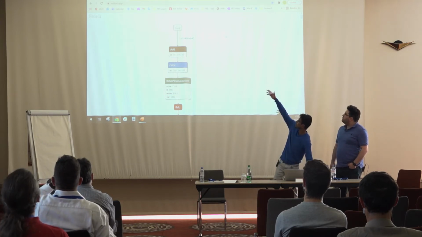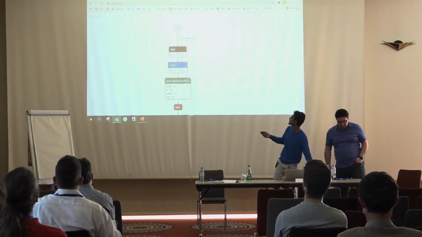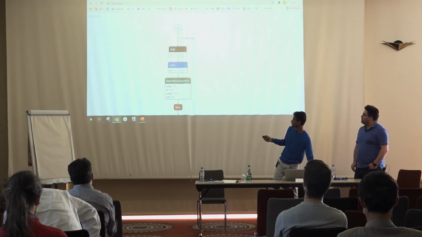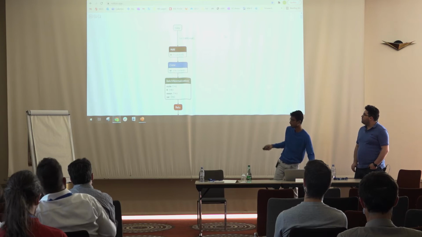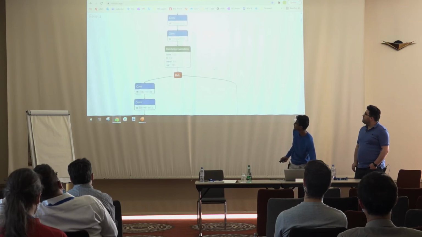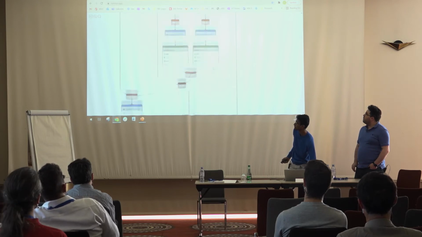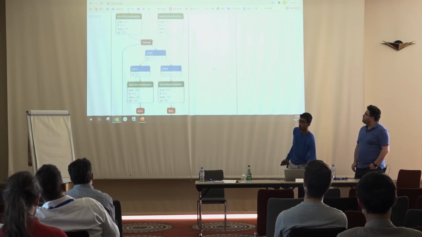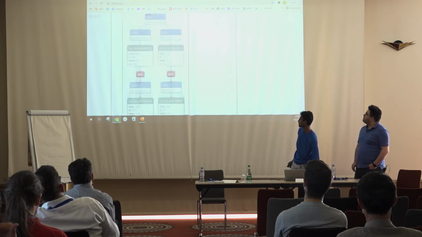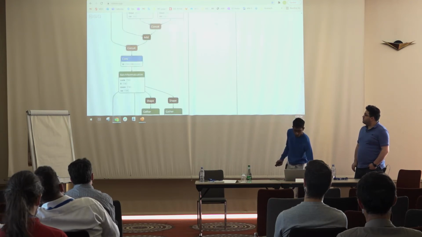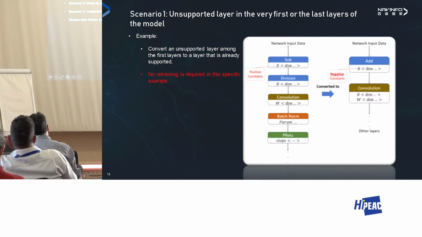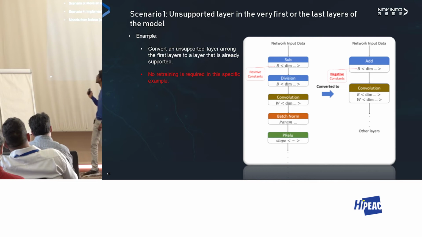So first you have the input data. And then you have a layer called add, then you have a layer called convolution, then you have batch normalization, then down and down. This is just to give you how the graph might look. It's an entire graph of the functions for the model to understand the input data. So now that we have this, let's go into every scenario.